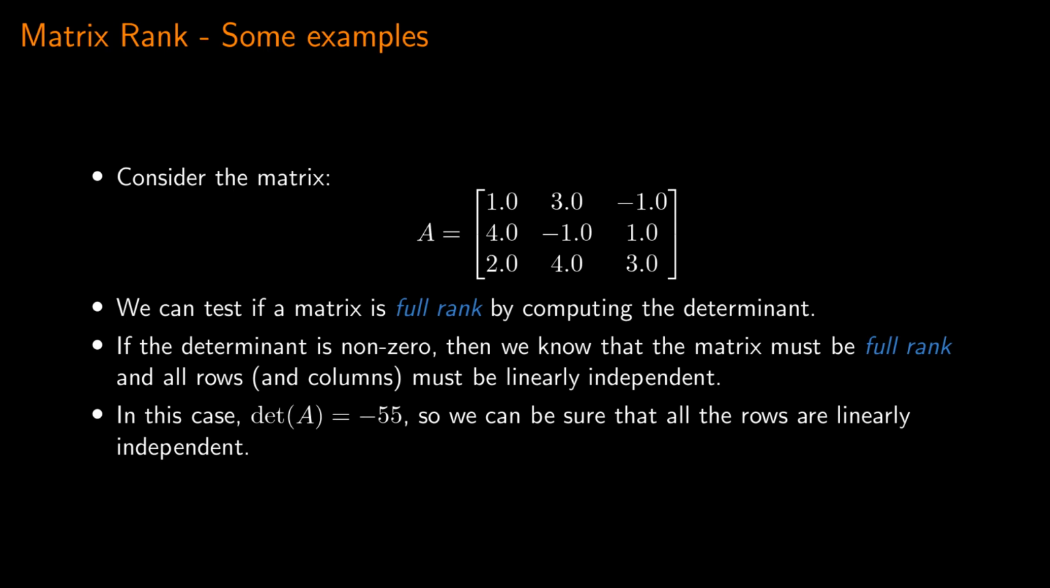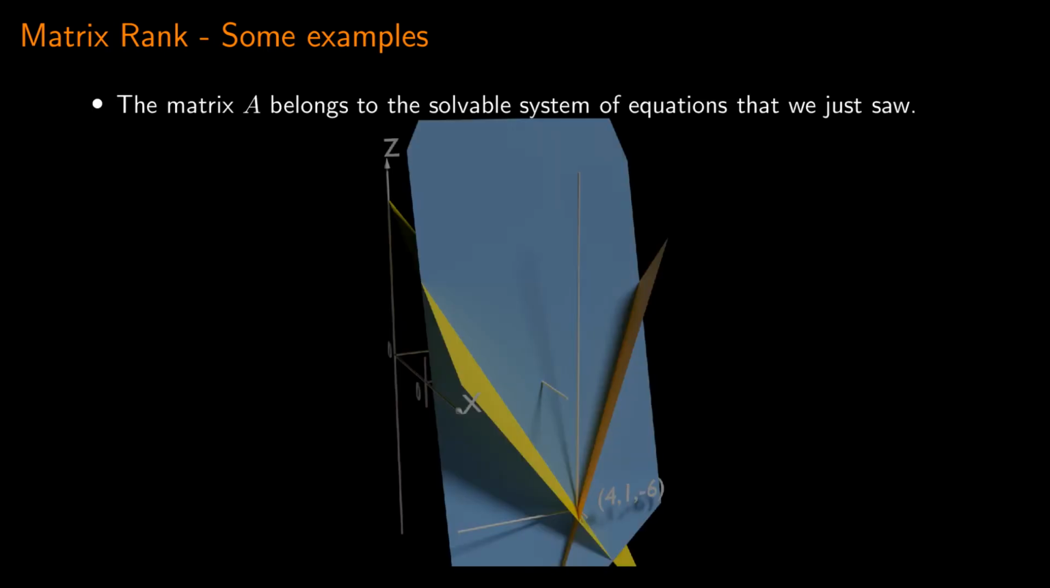In the case of this matrix, if we compute the determinant, we get a value of -55. This is clearly non-zero, and we can be sure that this matrix is full rank. As I said, this was the A matrix from the solvable system of equations that we saw before, and, as we saw then, the three planes represented by this system of equations all intersect at a single point, which corresponds to the solution of the system.